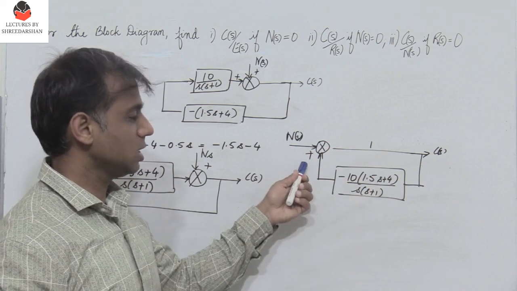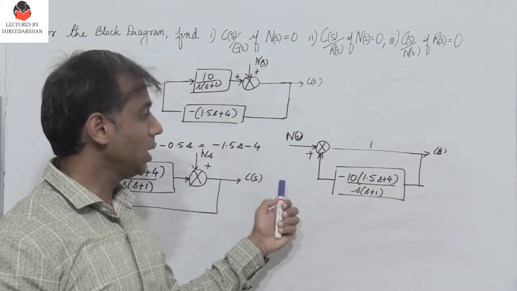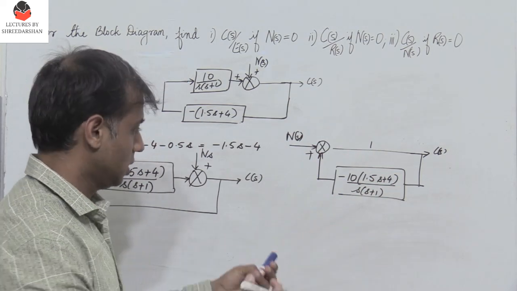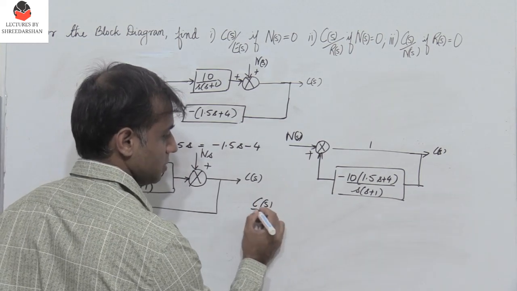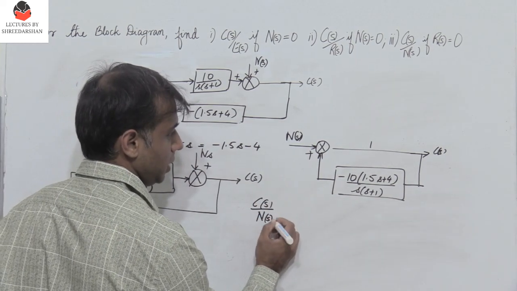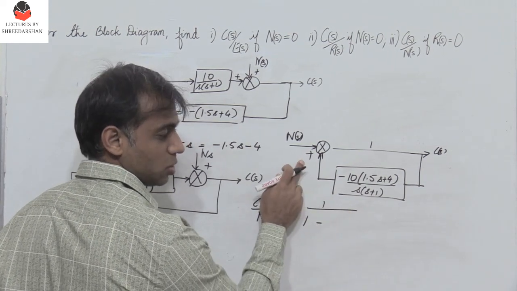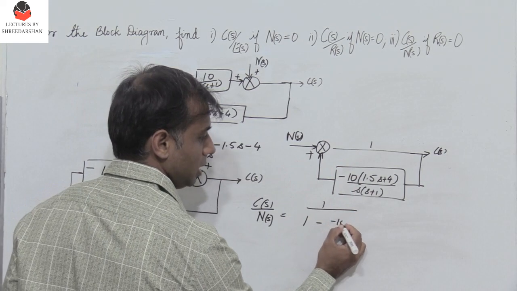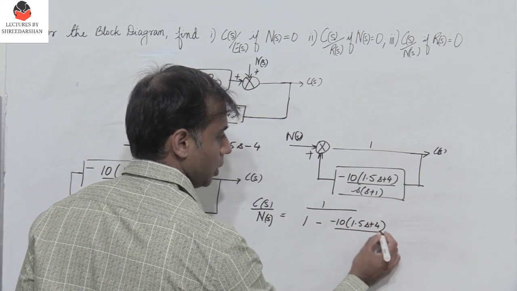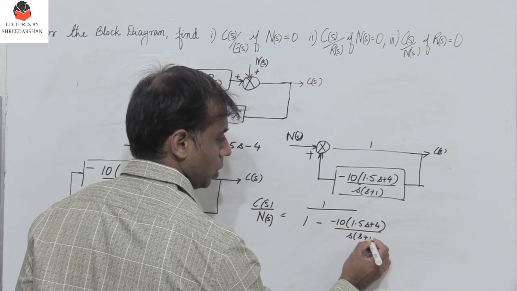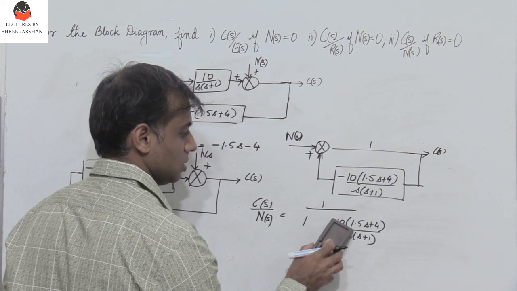So since I have a plus sign here, the feedback path expression would be g of s divided by 1 minus g of s h of s. So let's simplify that. So the final expression, which is C of s by n of s itself, will give me 1 divided by 1 minus, because I have a plus here, minus 10 into 1.5s plus 4 divided by s into s plus 1. So since I have minus into minus, it becomes plus.